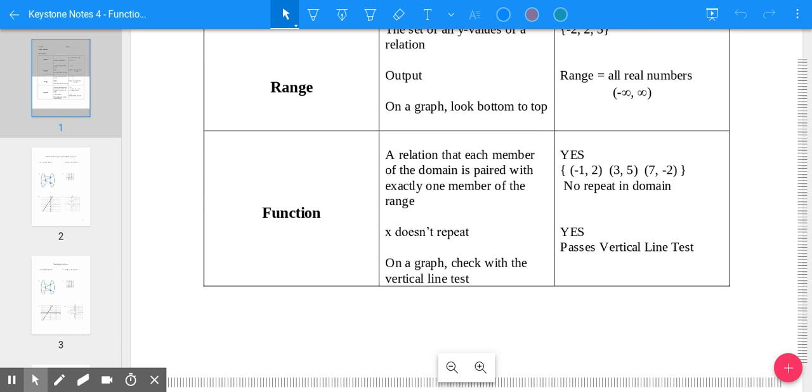And then the last thing that we looked at was functions, which is a special type of relation. It's one where every member in the x has exactly one value in the y. So in this case, we're looking for things to not be functions that have a repeat in the x or the domains, or something that doesn't pass the vertical line test. Meaning, if we draw any vertical line on the graph, if that vertical line touches the relation more than once, then it's not considered a function.